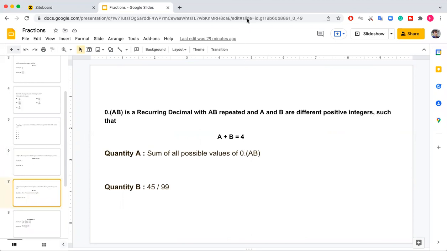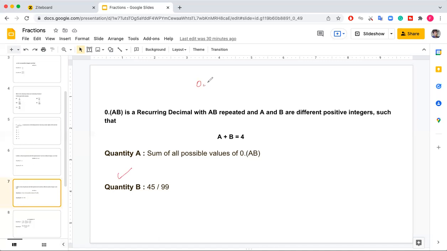Okay, try to solve this question. This is again a very simple question. Answer is B. Okay, so one answer is B. This is a very simple question.